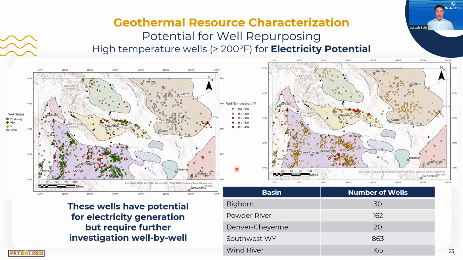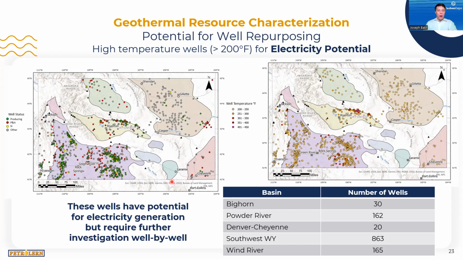If you look at this map, large scale, there are fewer wells that are available for electricity potential repurposing, but there are still some wells in every single one of these major basins. The Bighorn and the Denver Cheyenne Basin or the DJ Basin, those are the smallest number of wells. But I do think that as we go further down into Colorado, we will have more opportunities in that DJ Basin area.